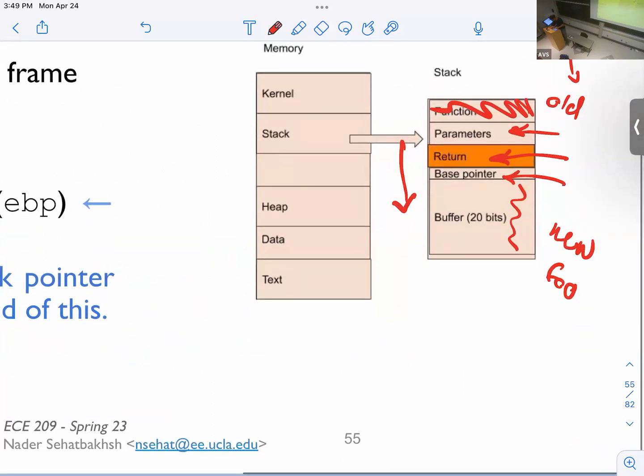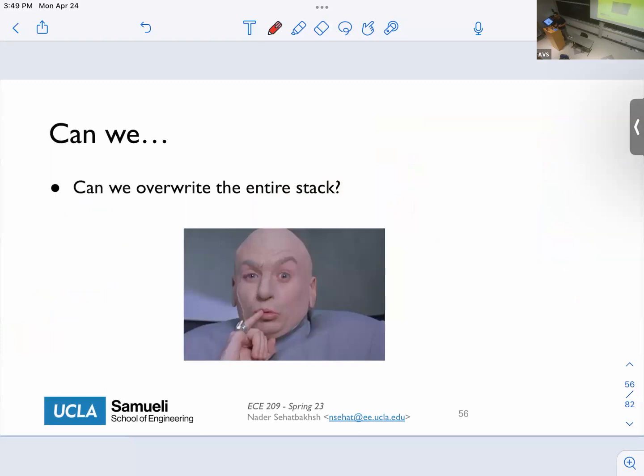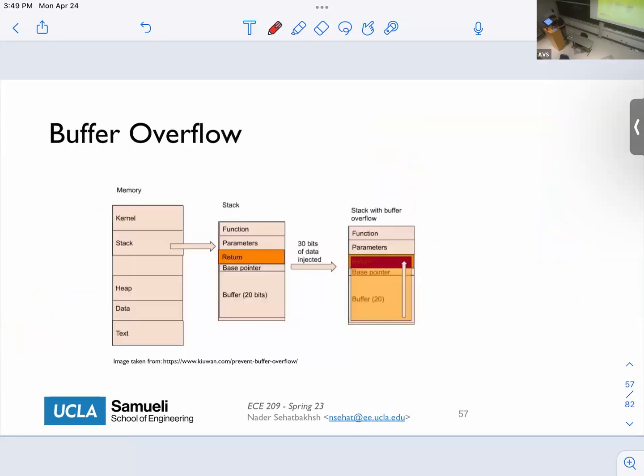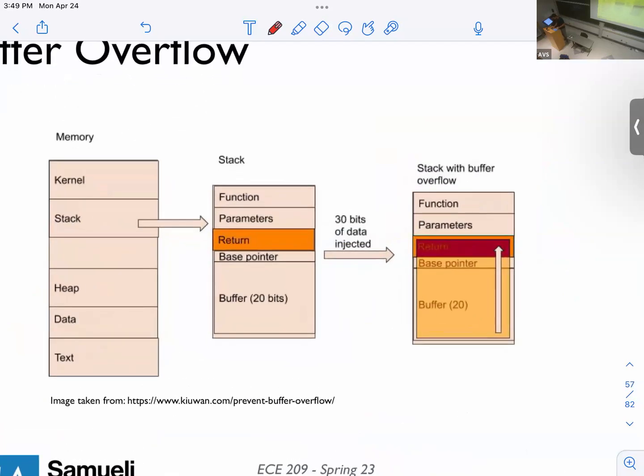So what's happening now? The last thing that I want to discuss today is, can I actually override this stack by just writing things into my own local parts? How do I do that? That's the trick that I'm going to use. I'm going to overwrite this buffer, but instead of writing, for example, 20 bits into this buffer, I'm going to write much more into this buffer. So what's going to happen is that it's going to overwrite this. It's going to overwrite this. It can even go higher and overwrite this.